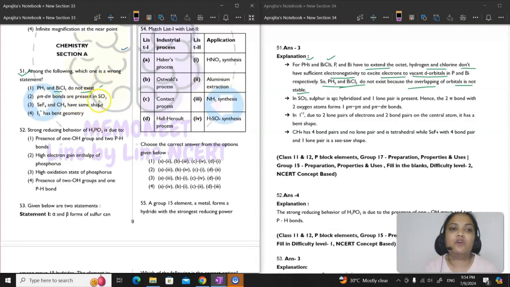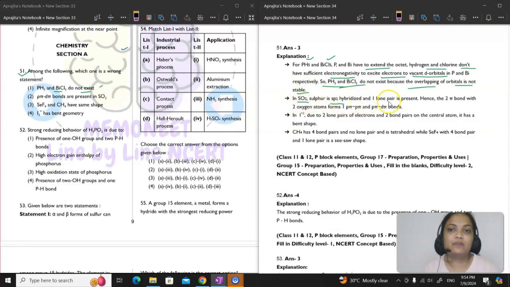p pi-d pi bonds are present in sulfur dioxide. You know sulfur dioxide is sp2 hybridized and one lone pair is there. So the two pi bonds with the two oxygen atoms form p pi-p pi and p pi-d pi bonds. This is also correct.